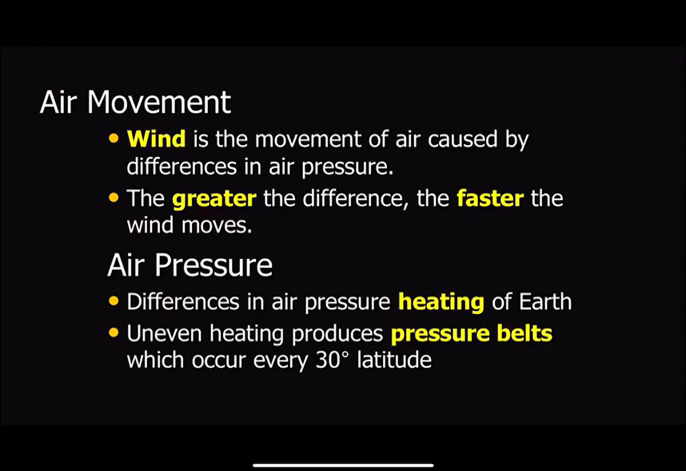Uneven heating produces something that we call pressure belts. These pressure belts occur every 30 degrees latitude. Do you remember what the latitude lines are? The latitude lines are the horizontal lines that we put on a map or globe.